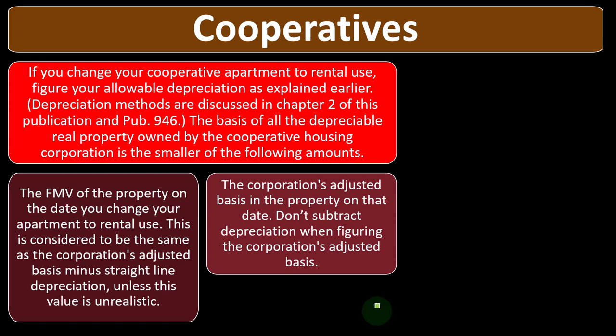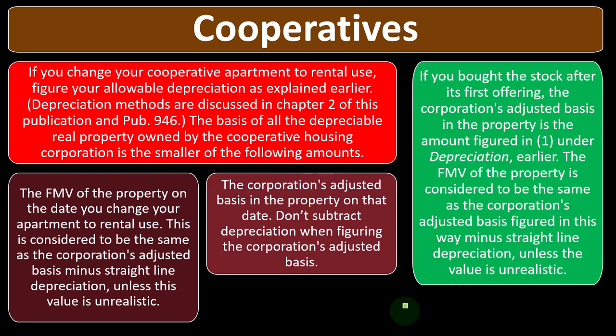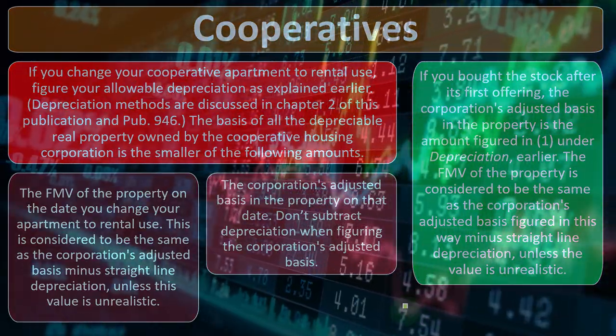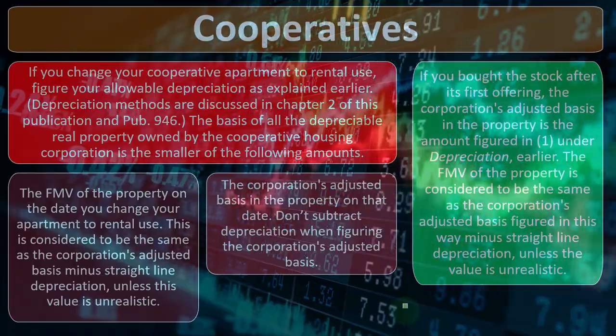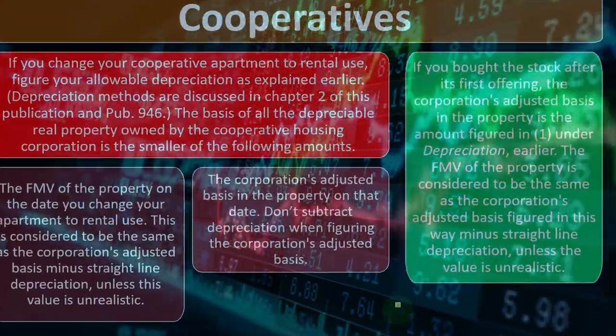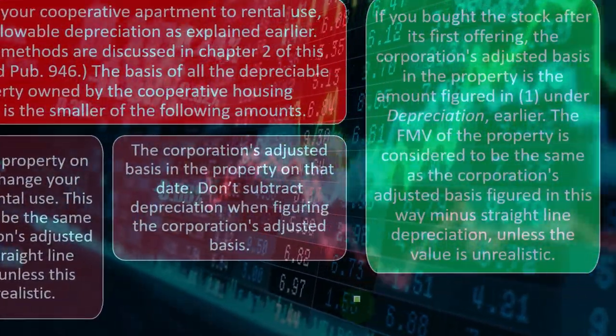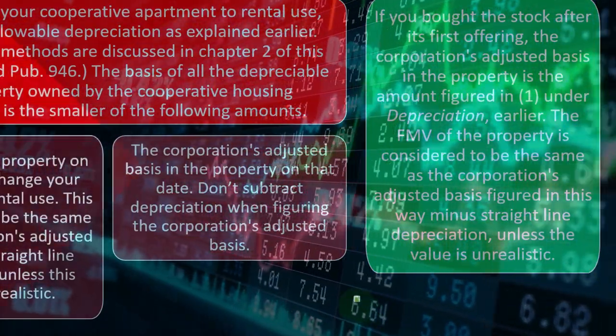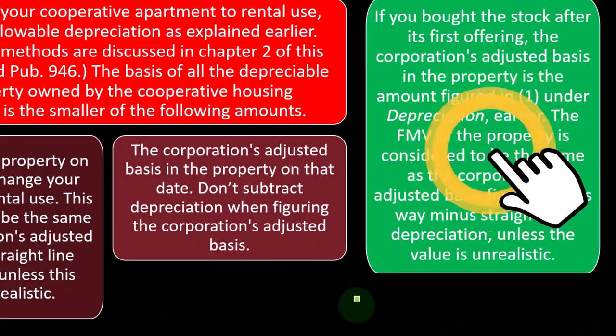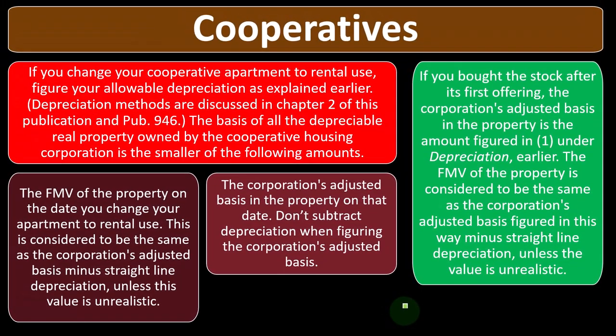Don't subtract depreciation when figuring the corporation's adjusted basis. If you bought the stock after its first offering, the corporation's adjusted basis in the property is the amount figured in one under depreciation earlier. The fair market value of the property is considered to be the same as the corporation's adjusted basis figured in this way minus straight line depreciation, unless the value is unrealistic.